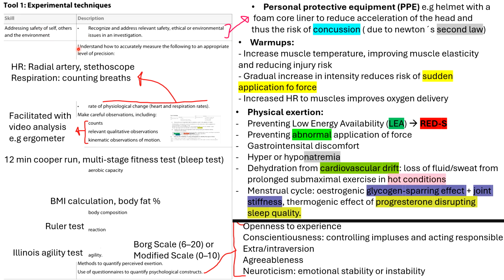Topic 1. So ethical considerations. It's just going to be everything related to safety. So personal protective equipment, such as in the specimen paper, the helmet with the foam core liner reduces acceleration of the head, and because there's going to be less acceleration, there's going to be less force when hitting something, right? Maybe hitting the ground, reducing the risk of concussion, and this is Newton's second law.